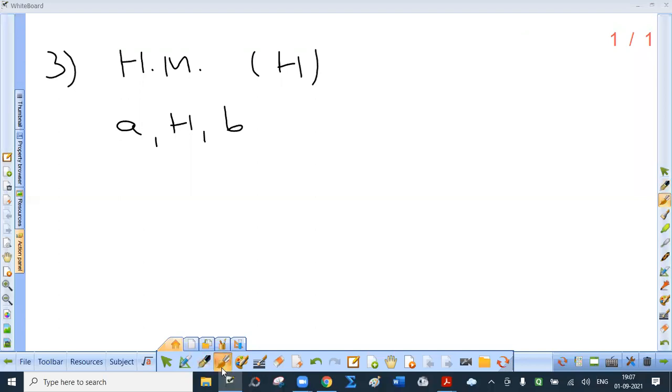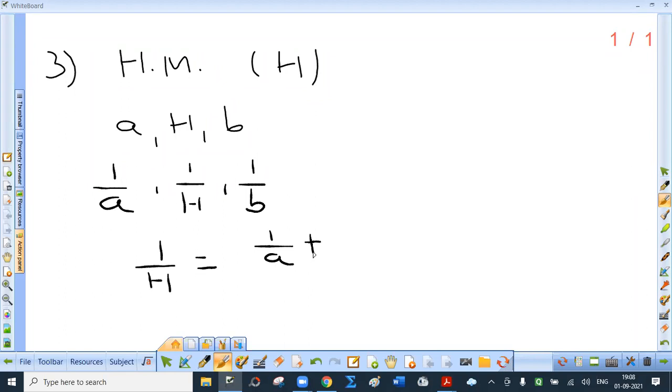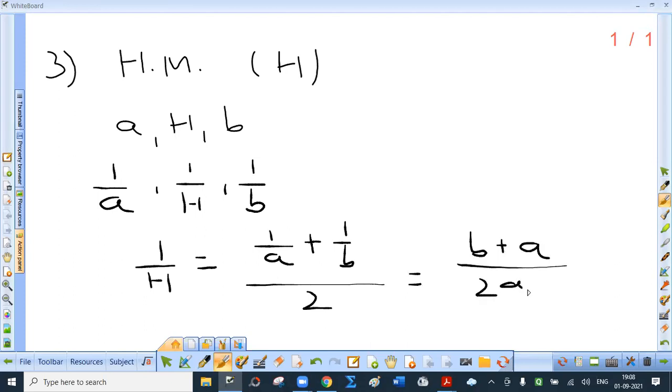A, H, B are in harmonic progression, right? So 1 upon A, 1 upon H, and 1 upon B are in arithmetic progression. So 1 upon H is the arithmetic mean between the remaining two. And we have the formula. What is the arithmetic mean between 1/A and 1/B? It is the sum upon 2. Now, how to solve this? It is (B plus A) upon twice AB.